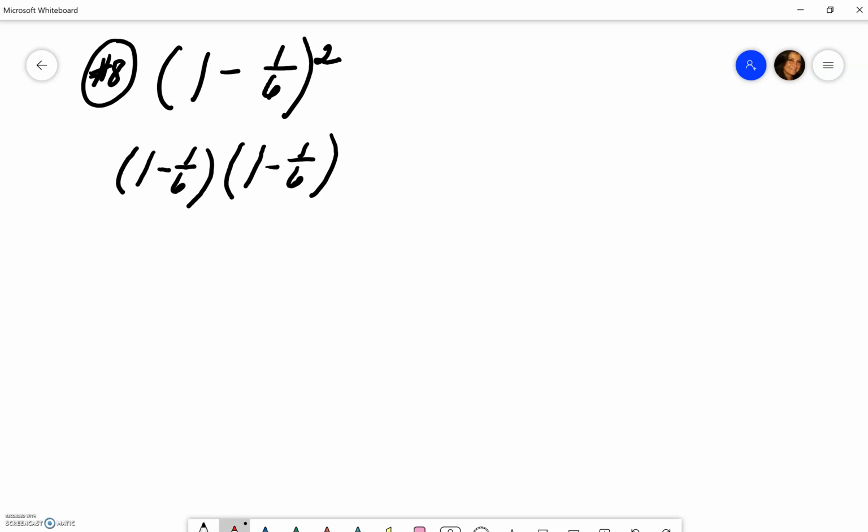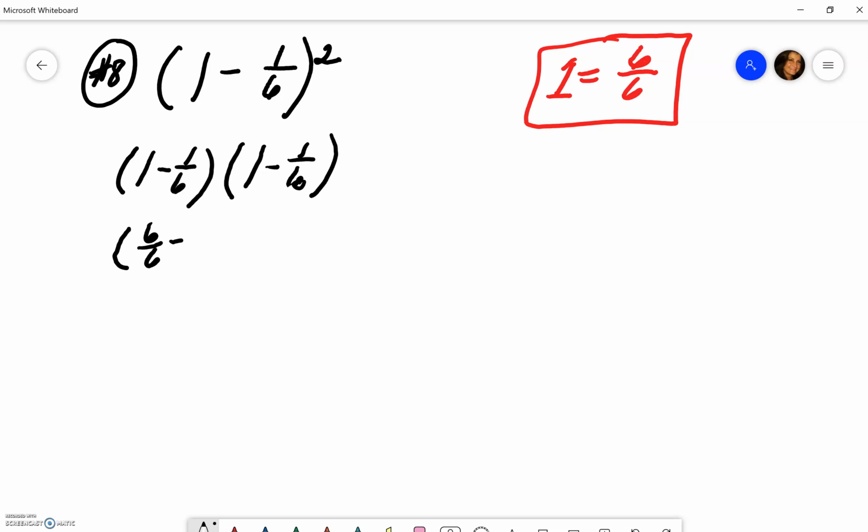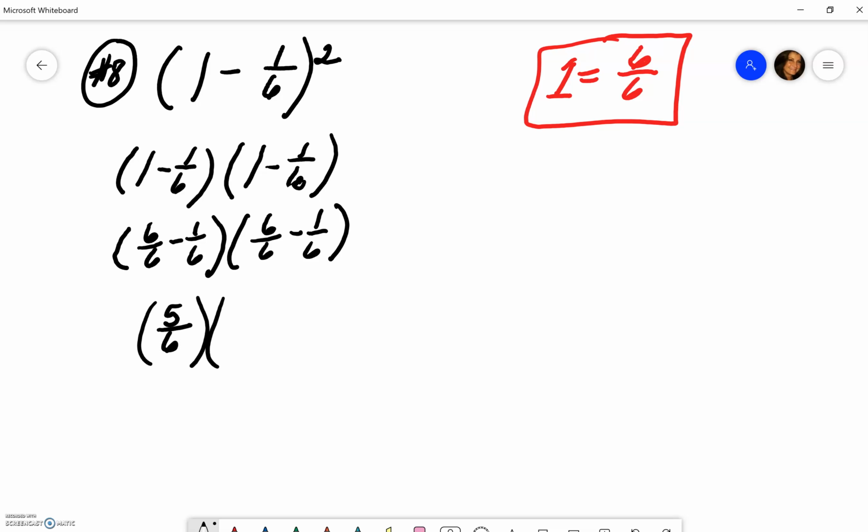If we want to make sure that we take care of what's inside the parentheses first before we multiply, let's make sure we get like fractions. And as you can see, the denominator is 6, so for the 1s, I'm going to create the fraction 6 over 6. Same value, different appearance. So if I rewrite this as 6 over 6 minus 1 over 6 times 6 over 6 minus 1 over 6, we know 6 minus 1 would give us 5/6, and we're going to multiply that out twice.